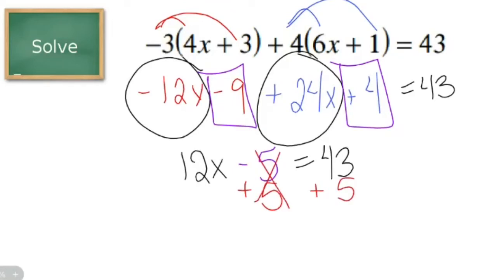If I have -5 and I need to get rid of -5, I have to do the opposite of -5, and that's +5. If I add 5 to both sides, I get 43 plus 5, which is 48.